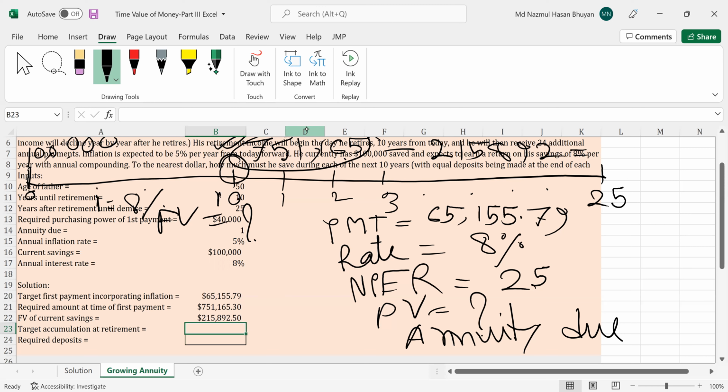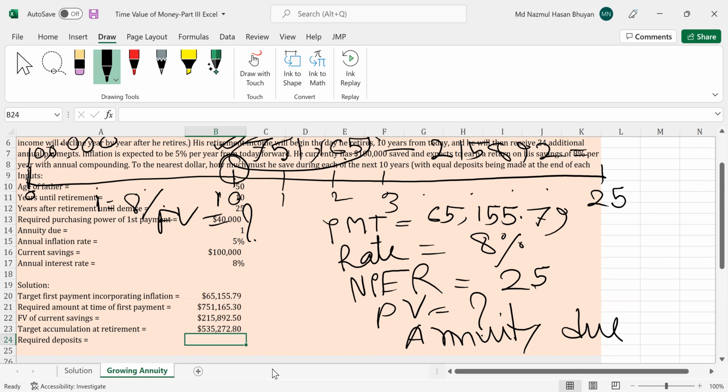$215,892. So the gap between the amount he needs and the amount he's going to save is the amount he needs to accumulate more in order to get his desired retirement income. So the target accumulation at retirement is the amount your father needs minus the amount your father will get from his current savings. So your father needs how much? $535,272 more in order to get his desired retirement income.